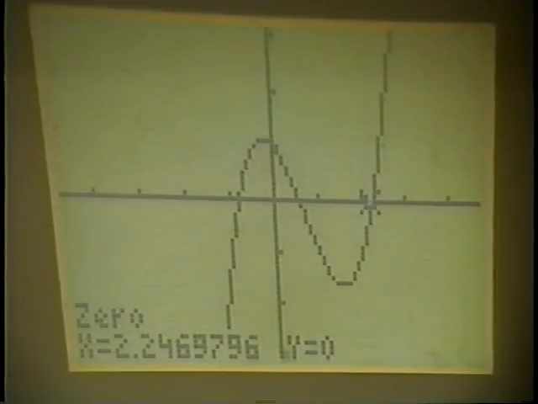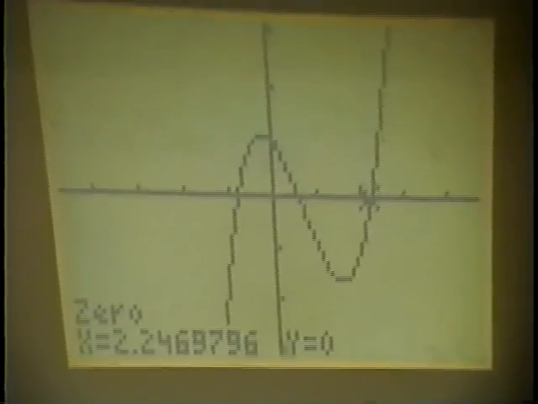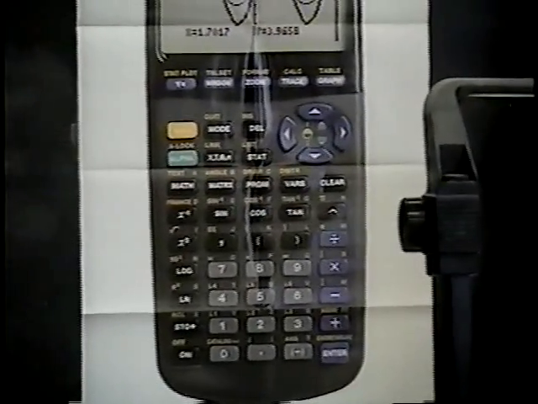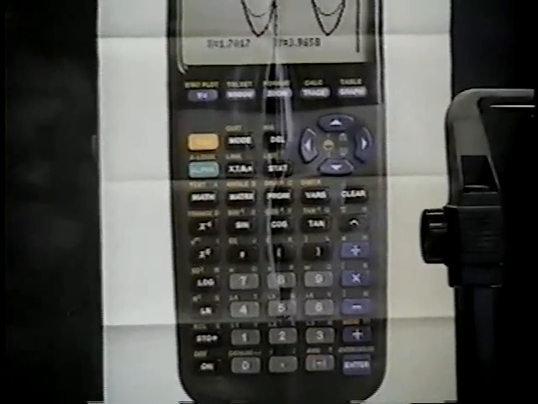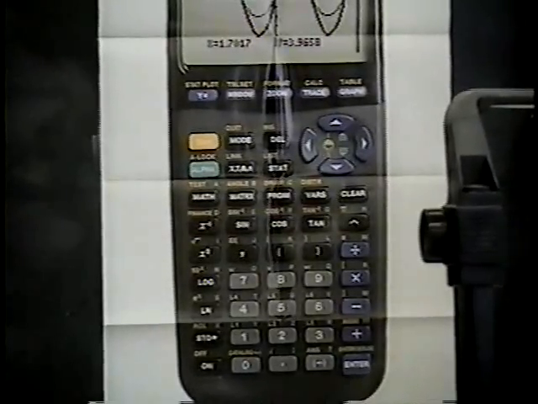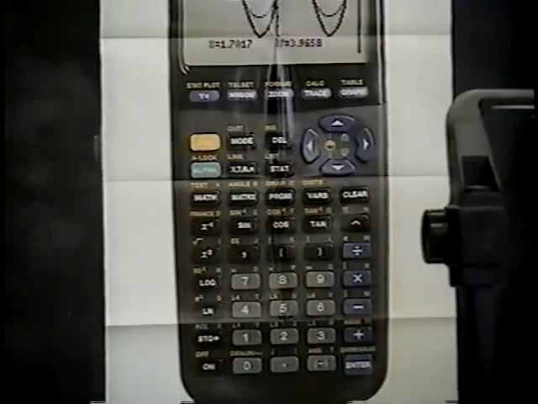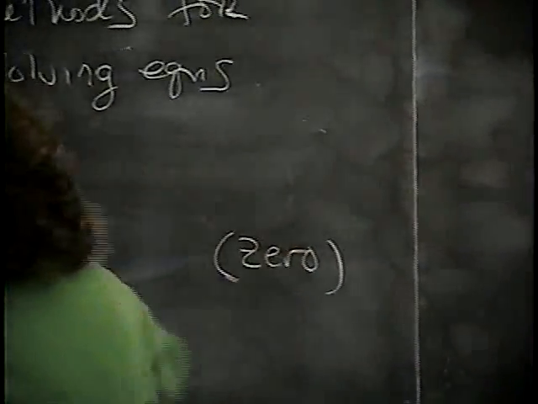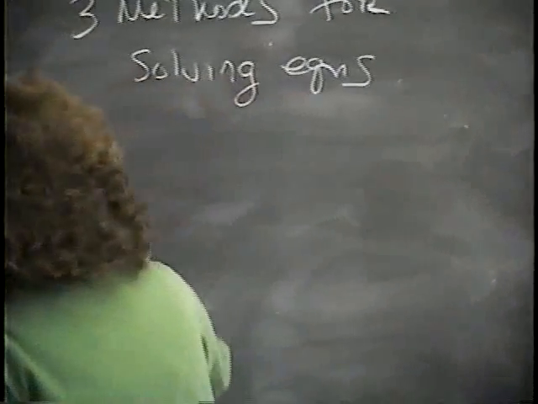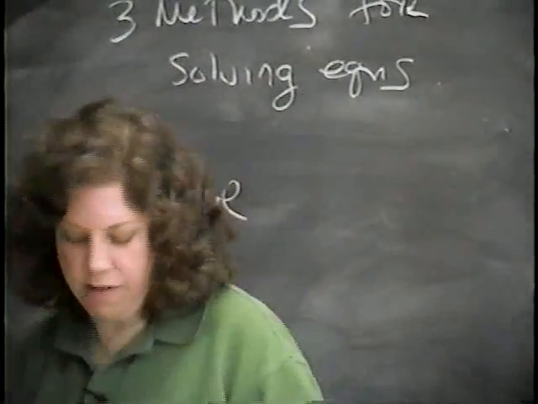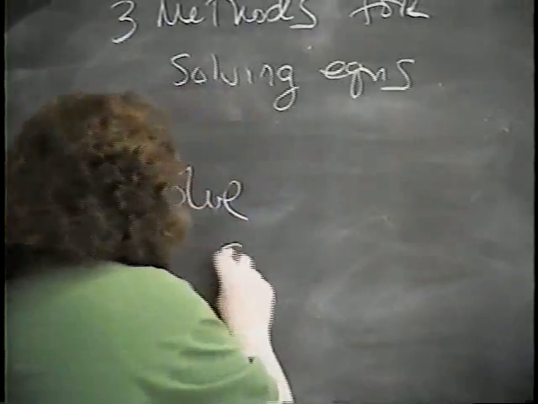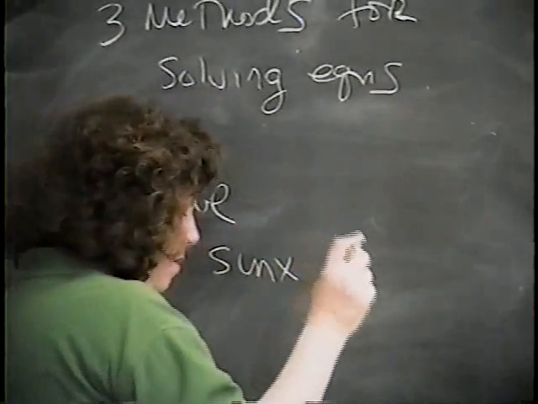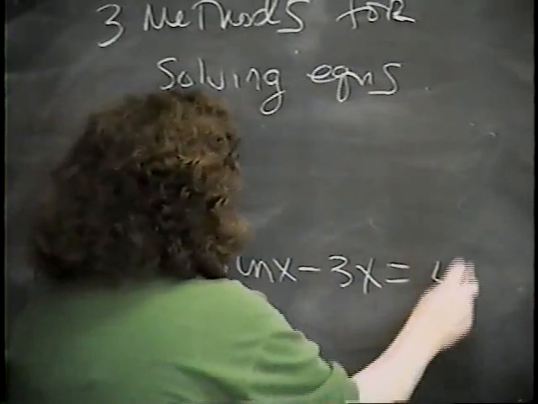Okay, so we've seen 3 ways of finding the roots of an equation. I think the calc button with the 0 key is probably the most efficient. Let's try one more example quickly. And let's say we want to solve the following equation. Solve the equation sine x minus 3x equals 4.